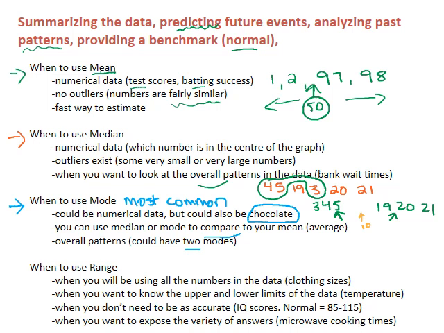This last part is on range. When should you use range? If you need to use all the numbers in your data set. For example, if you own a clothing store and you want to know what sizes of clothing people are purchasing, well, just because size 7 was purchased the most doesn't mean that that's what you should order, because then you're not going to, what's the word?